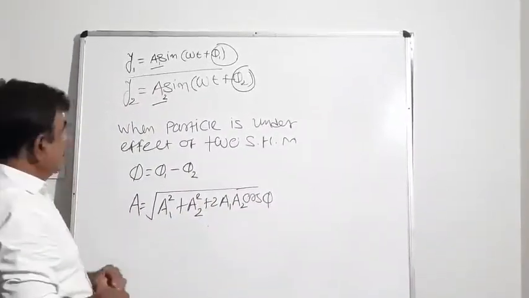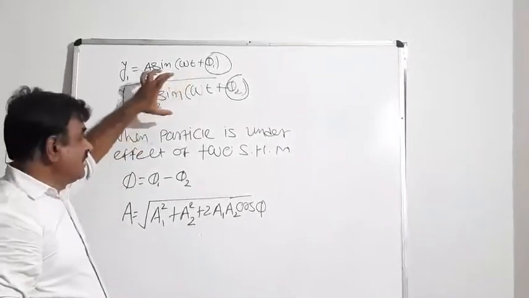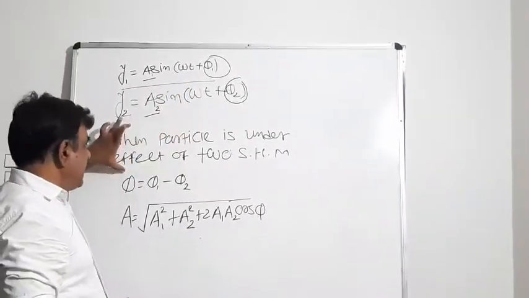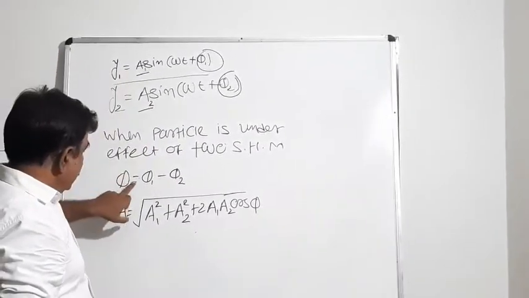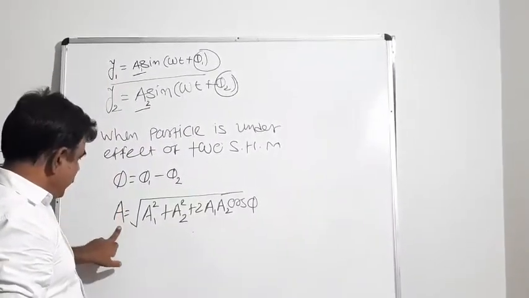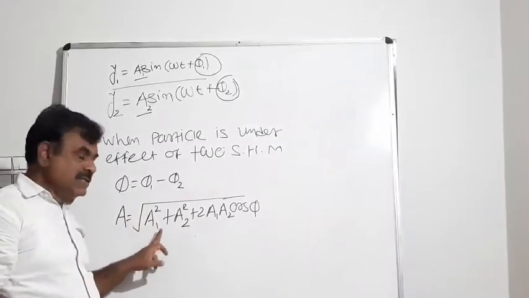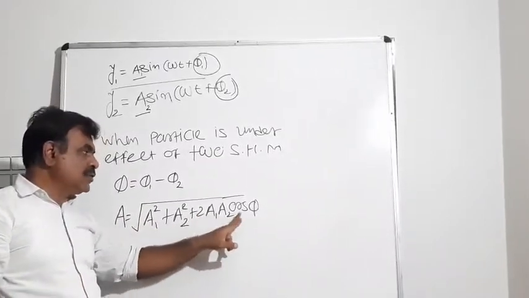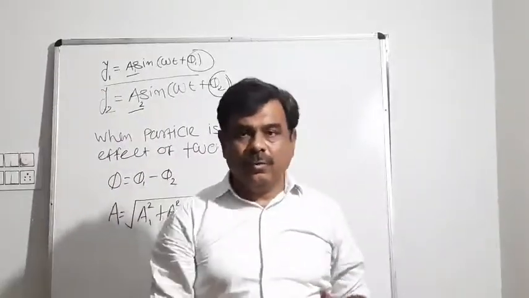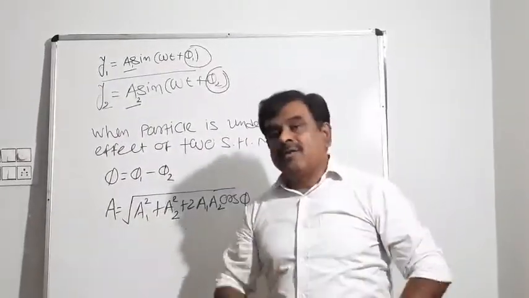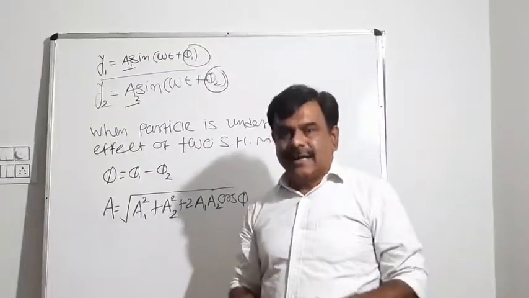Again I repeat, when two SHM get superimposed or when a particle is under the influence of two different SHM, then the resultant amplitude A is equal to under root of a1 square plus a2 square plus twice a1 a2 cos phi, where phi is equal to phi 1 minus phi 2. Second, what will be the shape of the trajectory of the particle now?